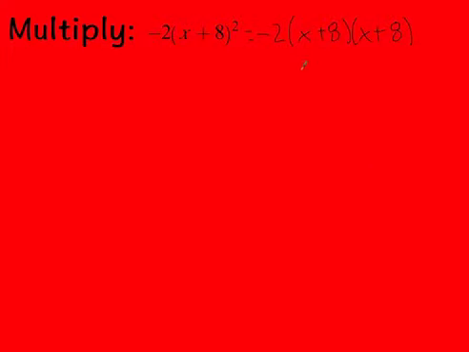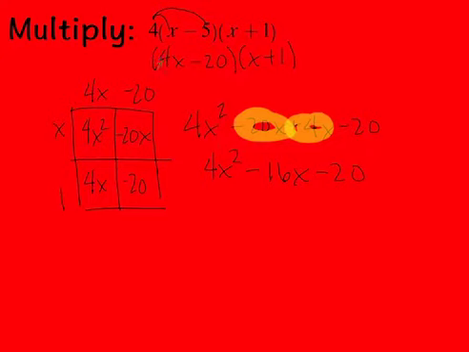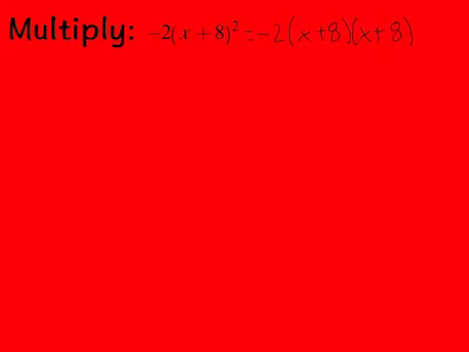So now this is similar to this example. We're going to begin by distributing the negative 2 to everything in the first set of parentheses. So negative 2 times x and negative 2 times 8. When you distribute the negative 2 times x, you get negative 2x. And when you distribute the negative 2 times 8, you get negative 16.